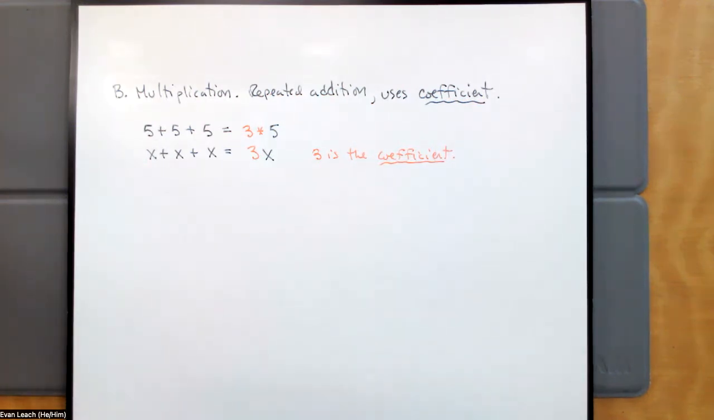So what are we talking about? Oh, multiplication is repeated addition, using a coefficient. Notice that in my addition where everything is the same, we can summarize that with a coefficient. We summarize repeated addition with multiplication.